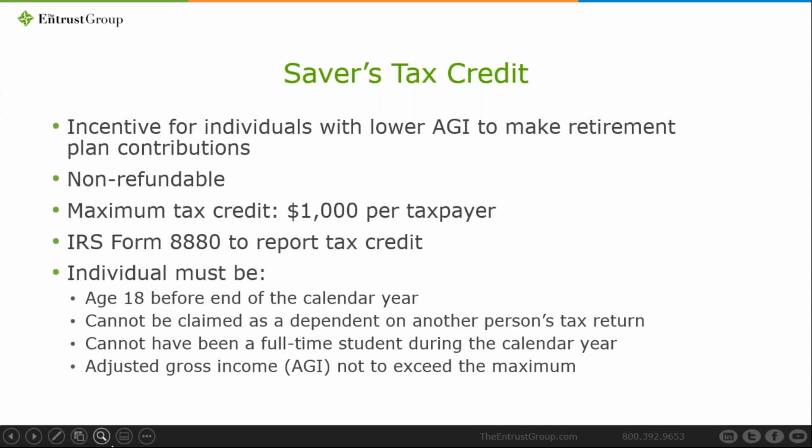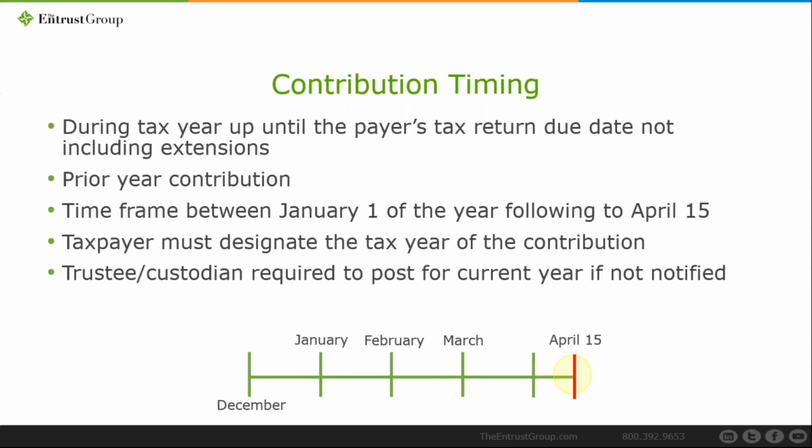Who is eligible for the tax credit? Anybody who's age 18 before the end of their taxable year, cannot be claimed as a dependent, cannot have been a full-time student, and last but not least, must fall within the adjusted gross income limits. They also have to file an IRS Form 8880 with their tax return to avail of what we call the tax savers credit.